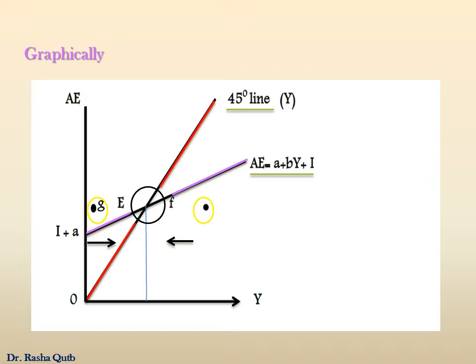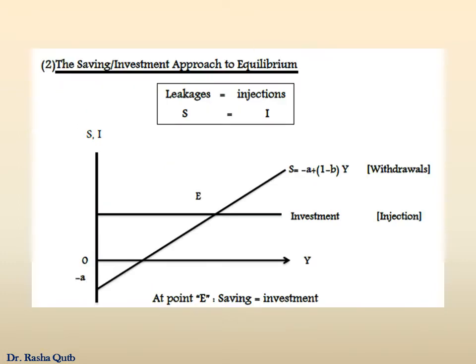In this case, equilibrium would be restored at point E. Now we turn to the second approach to equilibrium, which is the saving investment approach. According to this approach, equilibrium in the closed economy without governments occurs when withdrawals equal injections.